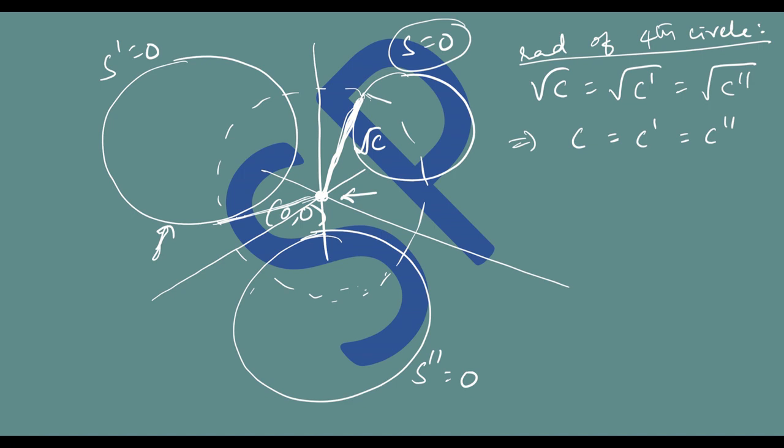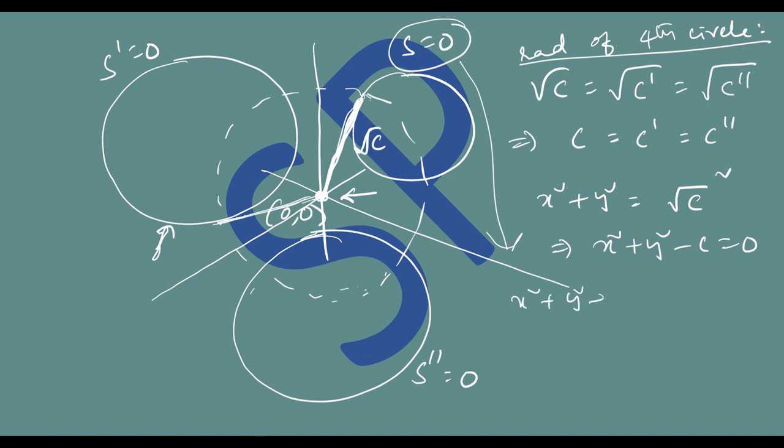Now what should I prove? That the fourth circle intersects these three circles orthogonally. Let us do one after the other. Let me take the fourth circle equation. As it is having its center at the origin, its equation will be x square plus y square is equal to radius, we call root c, square. So I am getting the fourth circle equation as x square plus y square minus c is equal to 0. And this circle equation is x square plus y square plus 2gx plus 2fy plus c equal to 0.